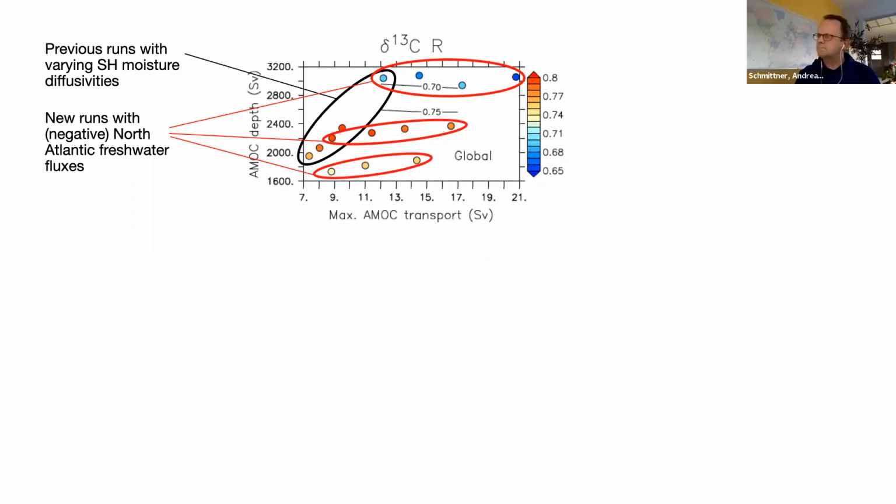Yeah, that could be. If you change Southern Hemisphere winds, for example, we know that also has an effect on the AMOC, but I'm not sure how that would affect depth versus strength. That may be something we could try. Anyway, it's really interesting. Thank you. Thank you.